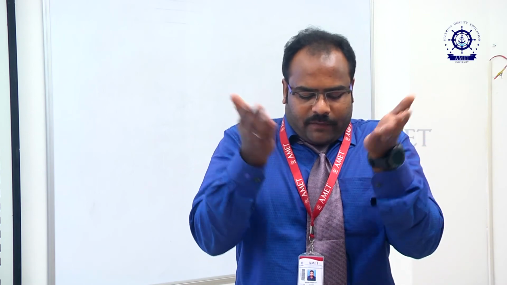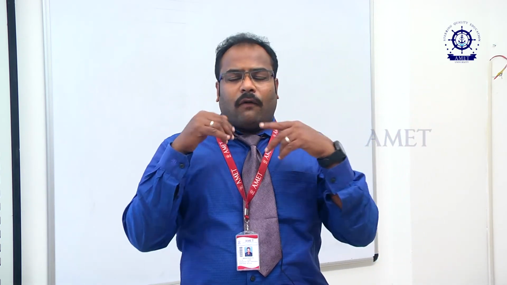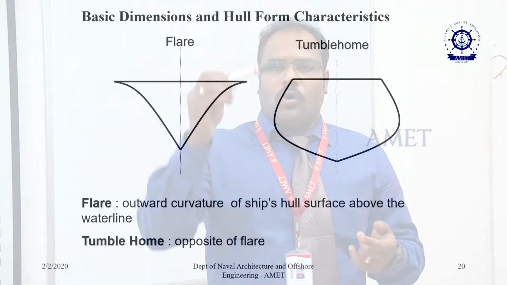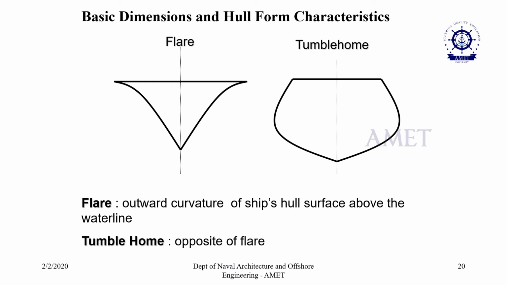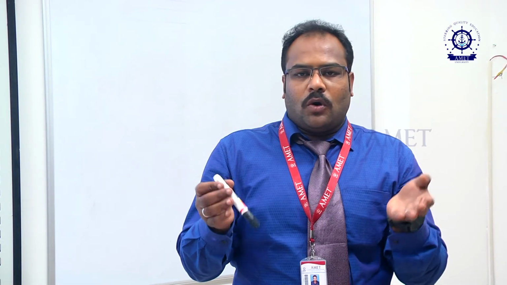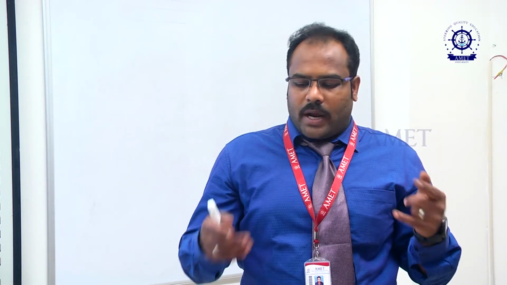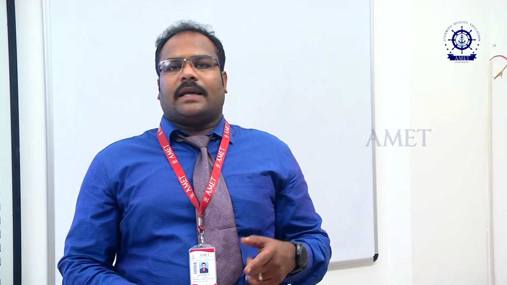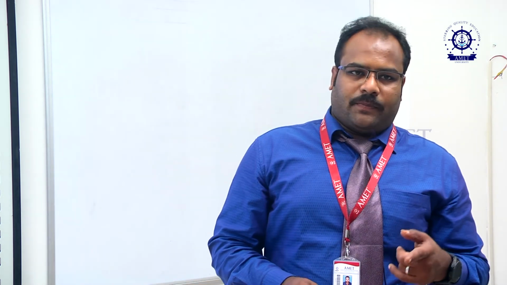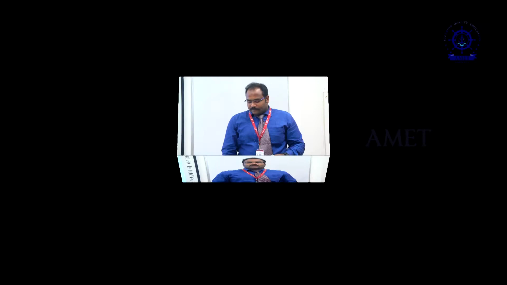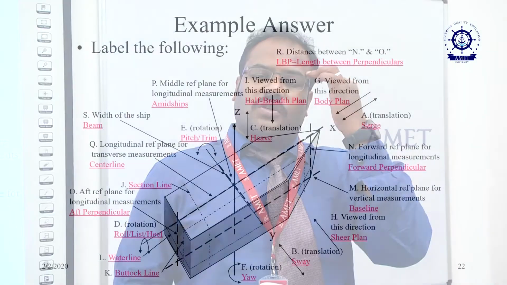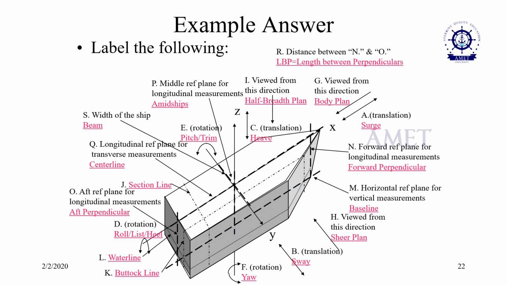So, flare is generally given in the forwardmost peak of the ship. Why in the forwardmost peak? Because when the ship tends to fall down with higher waves, the water should not enter on the main deck, so the flare is given. Tumble home is given in the midship region. Why in the midship region? To increase the tonnage of the ship, tumble home is given. So, with this, now you have the answer for labeling the following.